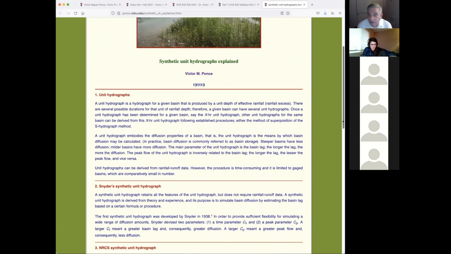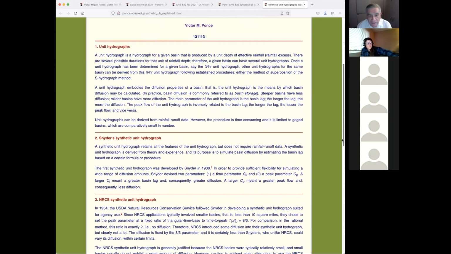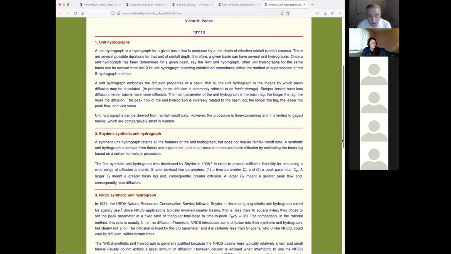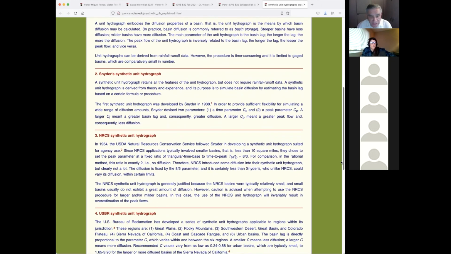So the synthetic unit hydrographs have various types. Snyder was the first gentleman who came up with a synthetic unit hydrograph in 1937. That synthetic unit hydrograph is used by the Army Corps of Engineers. Then NRCS, which used to be SCS, Marcus in particular, followed suit, and he developed the SCS synthetic unit hydrograph in 1954, which kind of parallels Snyder's, with the difference that Snyder's was designed for larger basins with more diffusion, while SCS is designed for smaller basins.